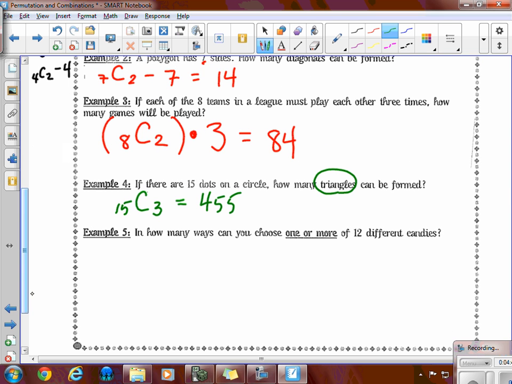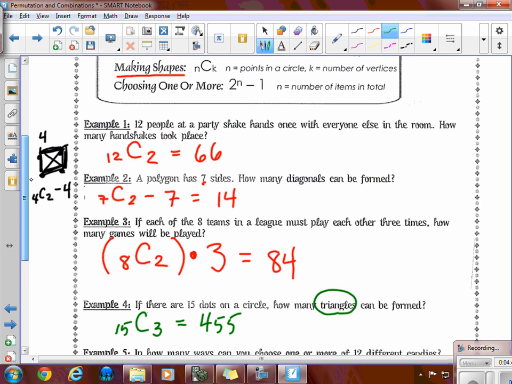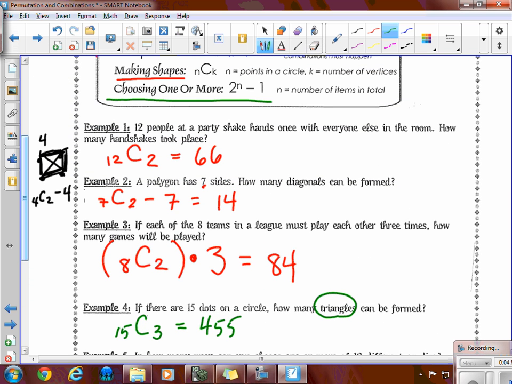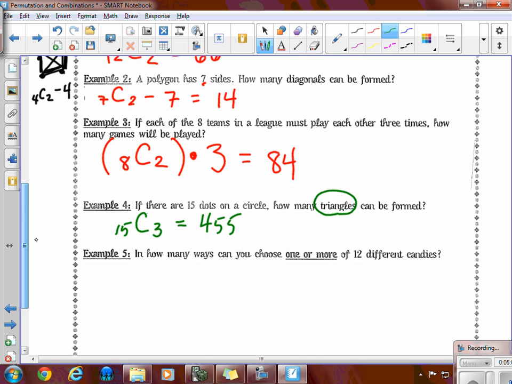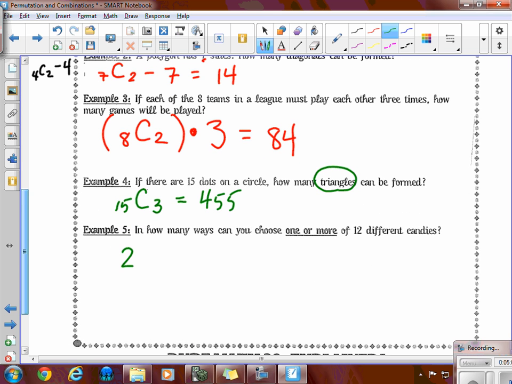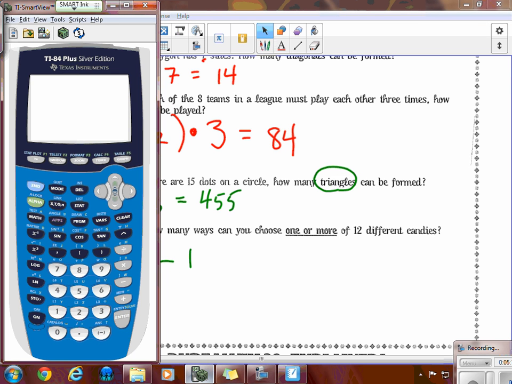In how many ways can you choose one or more of 12 different candies? Well, that's one of those up top here again. Choosing one or more, right there, because it's a base of 2, because you either choose it or you don't, that amount of times. Okay, so we go here, it's 2 to the 12 minus 1. This is how many ways, if I had 12 candies, you could take one or more. Well, if we looked at our calculator and tried to do this, it's 2 to the 12 minus 1.